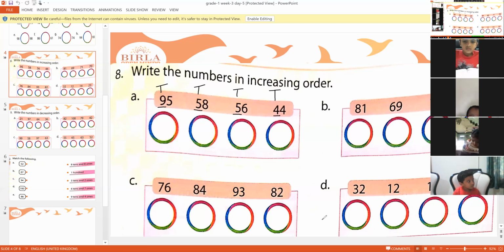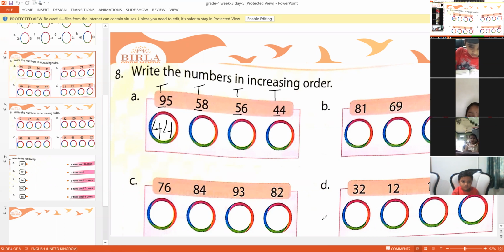Okay, and we know that if we are comparing the numbers 9, 5 and 4, Hanvit, pay attention. Hanvit, please look on your screen. So if we are comparing the numbers 9, 5 and 4, we know that 4 is always smaller than 5 and 4 is always smaller than 9. So the number 44 will be the smallest number here. So in this first circle, we will write 44. So children, write down 44 in that first circle.